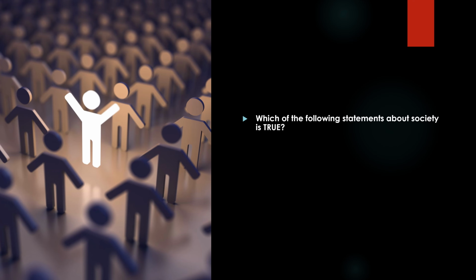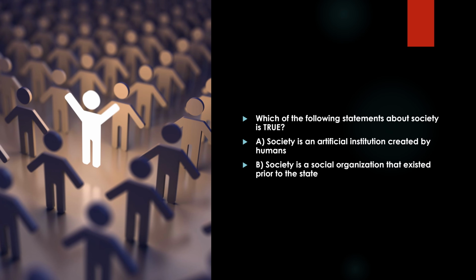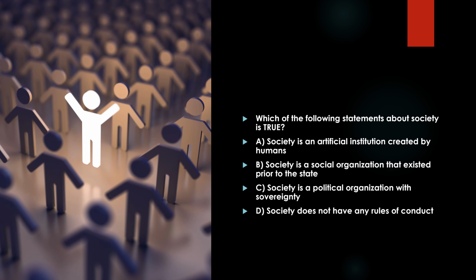Which of the following statements about society is true? Society is an artificial institution created by humans. Society is a social organization that existed prior to the state. Society is a political organization with sovereignty. Society does not have any rules of conduct. Answer B. Society is a social organization that existed prior to the state.